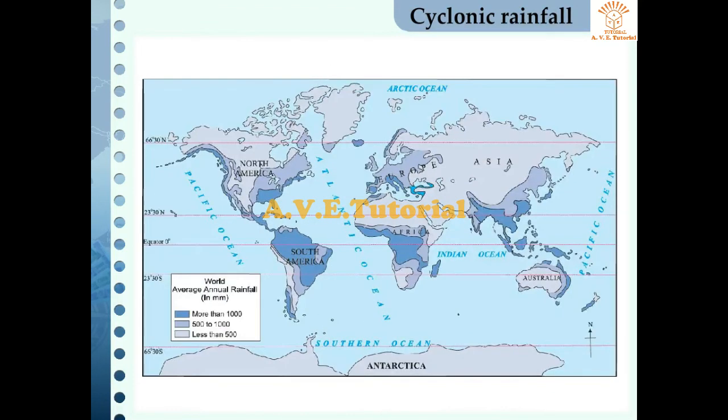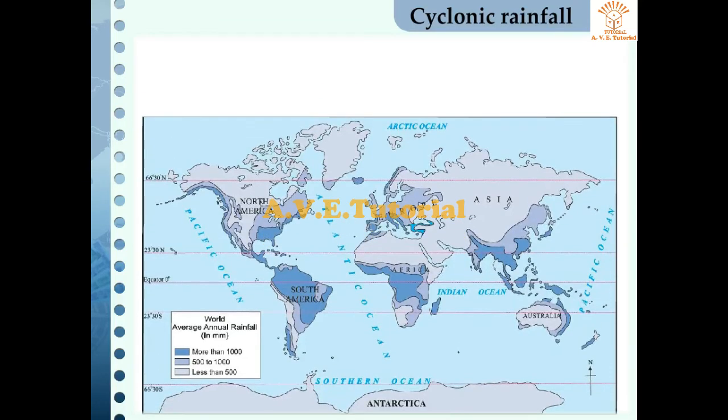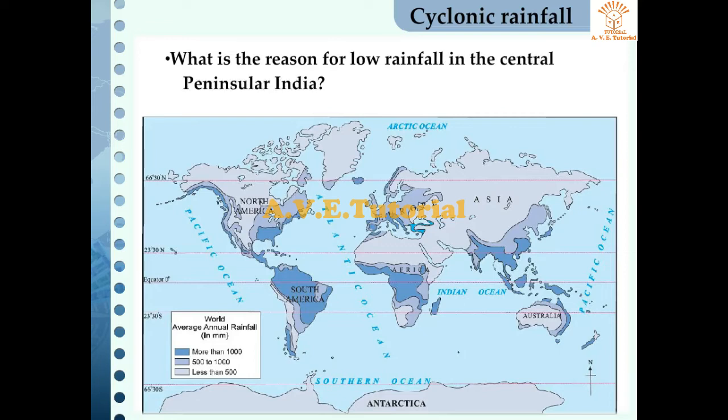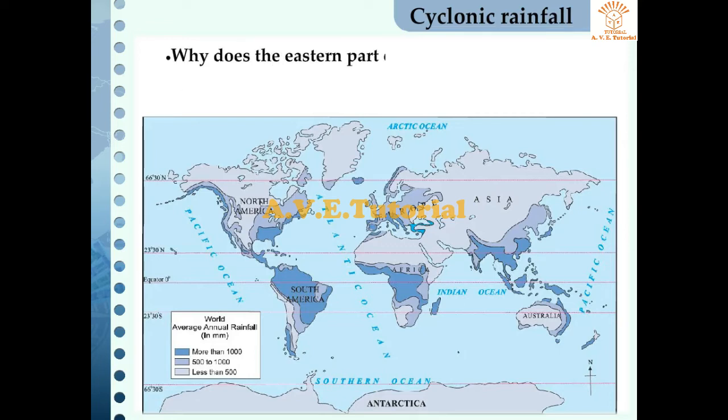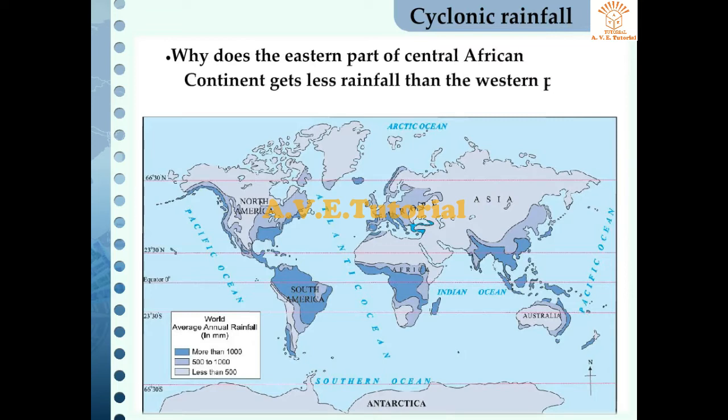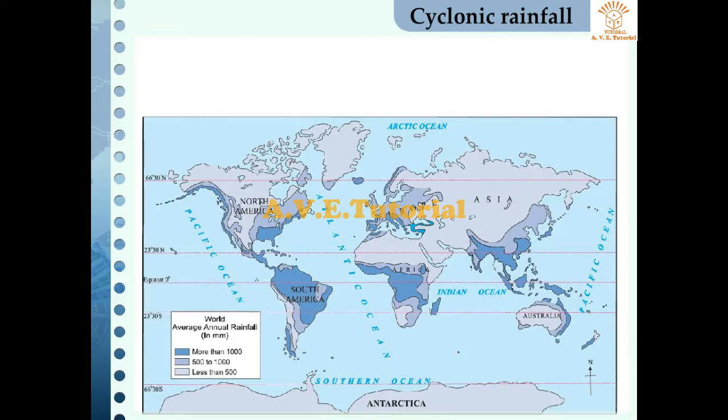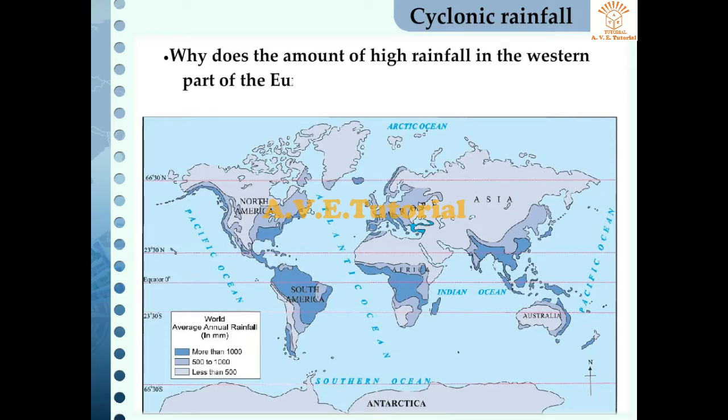Study the rainfall map of the world and answer the following questions. Which region experiences more rainfall? What is the reason for low rainfall in the central peninsular India? Why does the eastern part of the Central African continent get less rainfall than the western part despite its location close to the equator? Why does the amount of high rainfall in the western part of the European continent reduce in the eastern part?